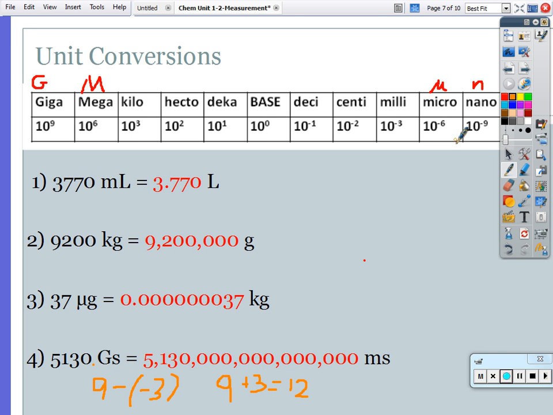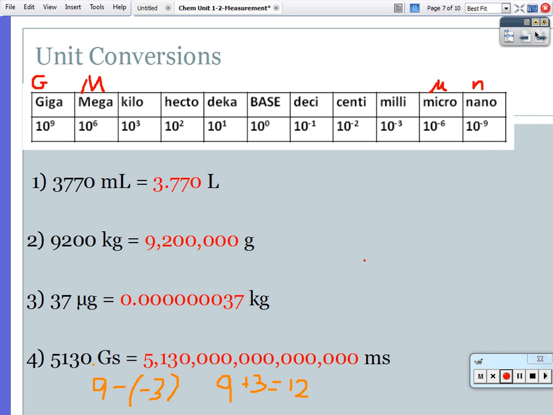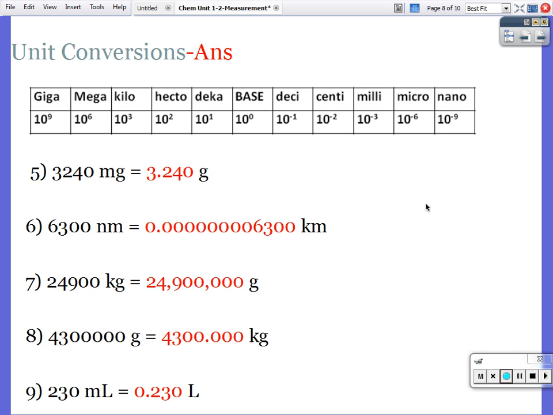Alright, now what I want you to do is hit pause and try problems 5 through 15 on your notes on your own. So hopefully you hit pause. Don't look at the answers until you've done them. So I'm just going to show you the answers. Okay? So check your work, see how you did.